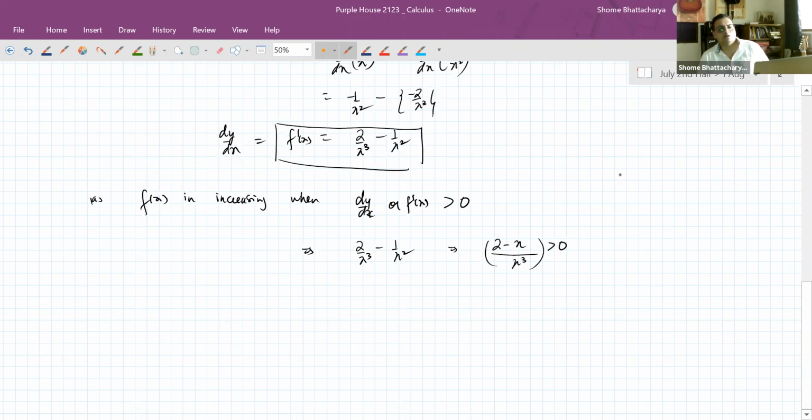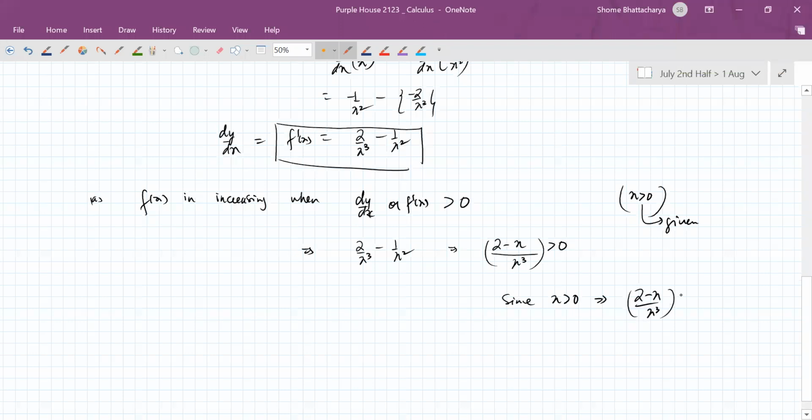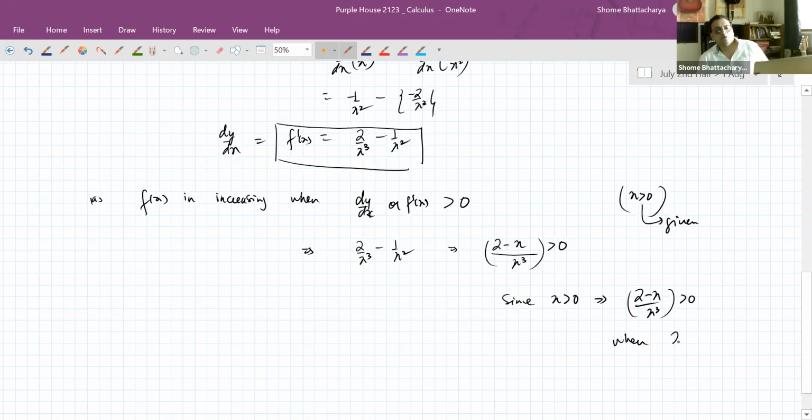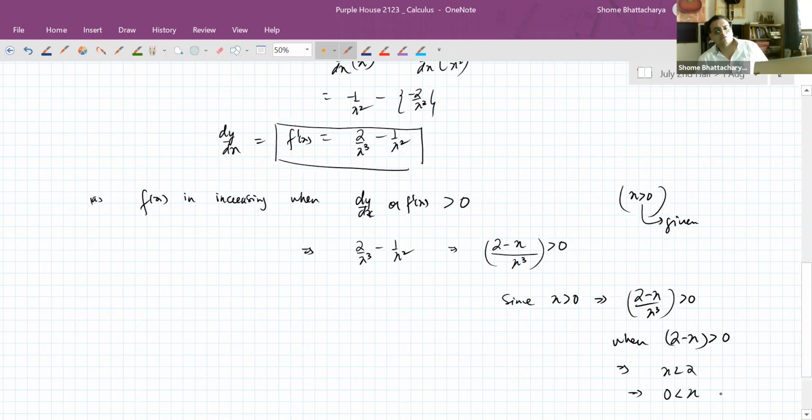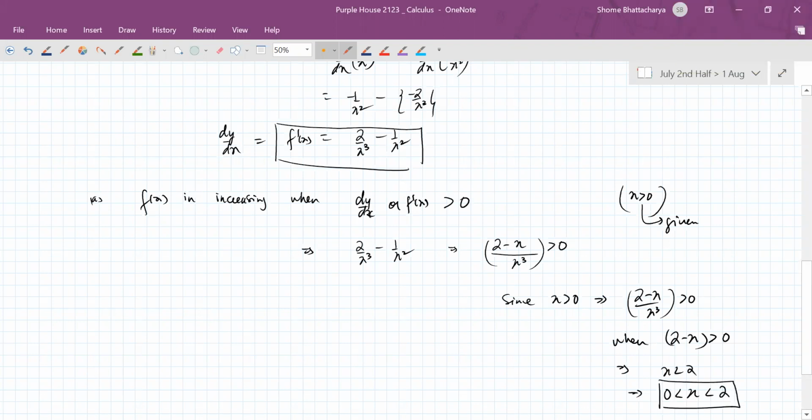Now remember, earlier on for the function we have taken x greater than 0. We are only taking positive values of x. This was given in the question. So that means the denominator is always positive. Since x is greater than 0, it implies that (2 minus x) upon x cube is greater than 0 when 2 minus x is greater than 0, because x should be less than 2. So that means x should be between 0 and 2. So this is the interval in which the function is increasing.